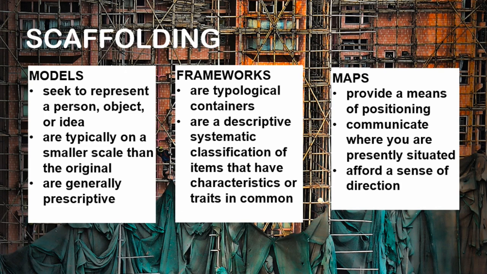On the other hand, frameworks are typological containers. They are not prescriptive, but descriptive. They describe different perspectives to make sense of the situation. Each perspective will contain items that have characteristics or traits in common. Maps provide a means of positioning. It could be spatial, as in geographical location, or time, like a timeline. They can communicate to others where you are presently situated, and can afford a sense of direction if planning to move to a new position.